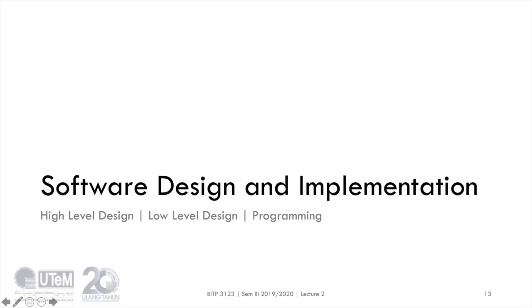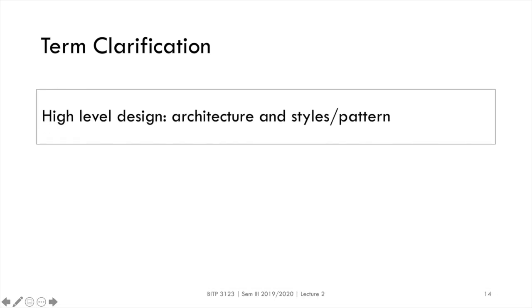Just now, we were in the first phase, which is the software analysis phase. After analysis, we move to design and implementation. Before we proceed, there are terms that we should clarify. First, when we said high-level design, we are referring to the architecture of the software or architectural styles or pattern.